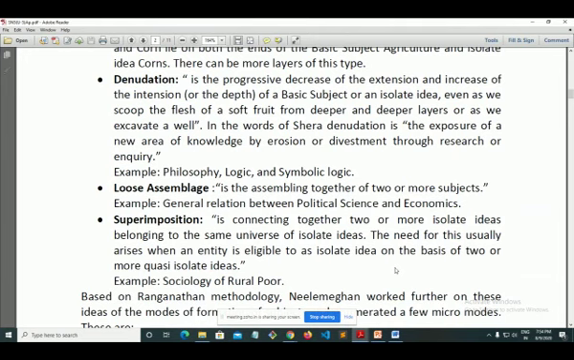Superimposition. Superimposition is connecting together two or more isolate ideas belonging to the same universe of isolate ideas. The need for this usually arises when an entity is eligible to be an isolate idea on the basis of two or more quasi-isolate ideas. For example, sociology of the rural poor.